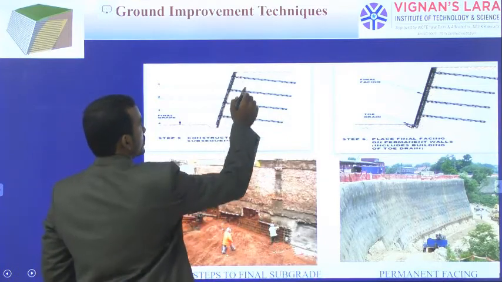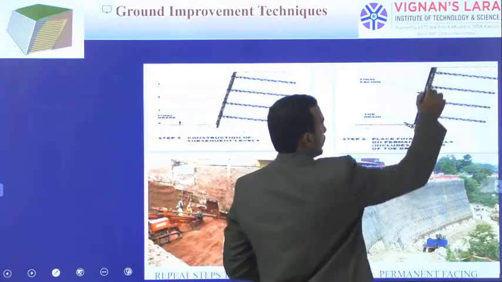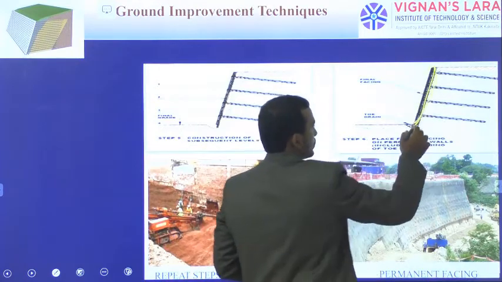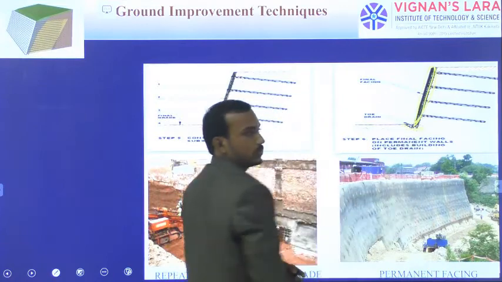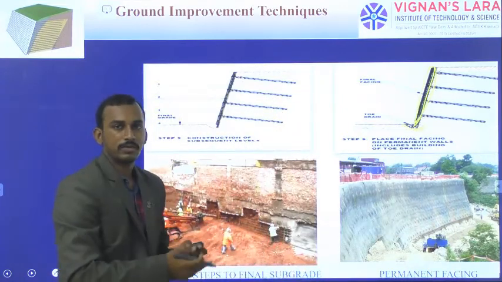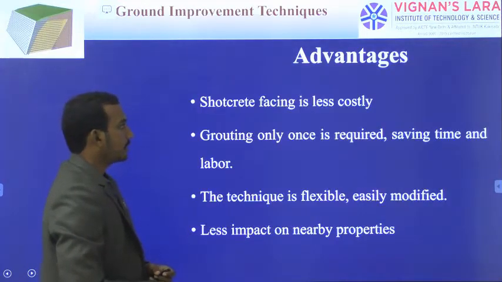Then we completed step by step up to the last one. Then we finally place the final facing element. This is the final facing element. Okay, here we are providing a drainage at the top. That is, we discussed that we have to provide the drainage paths, right? That is that one. Then coming to the advantages.